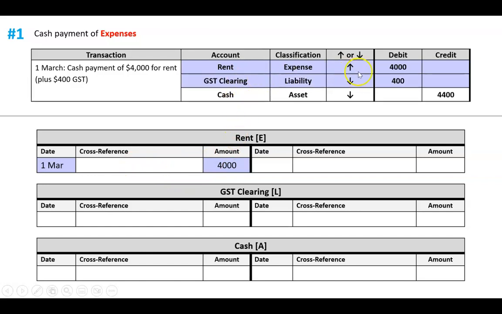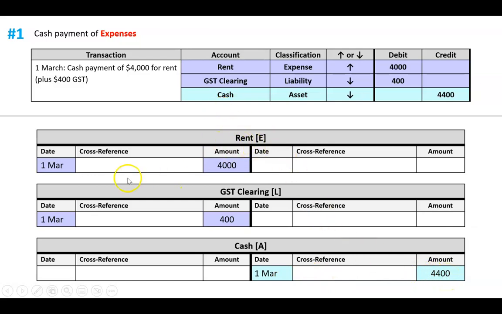I'm going to go to GST clearing, and I'm going to do a debit on the 1st of March for $400. 1st of March, debit, $400. Then I'm going to go to cash and I'm going to do a credit on the 1st of March for 4,400. So we've got 1st of March, credit 4,400. Now I put the references in.